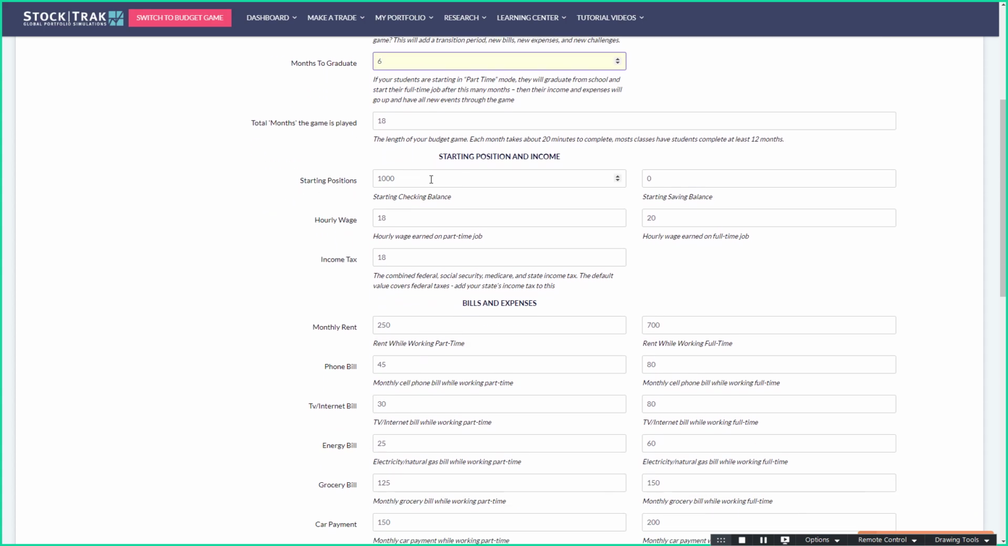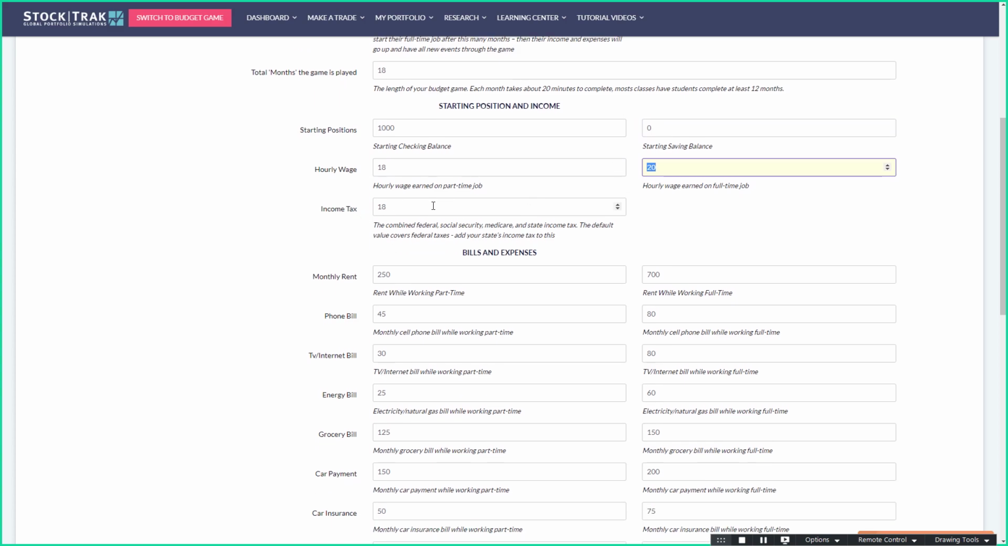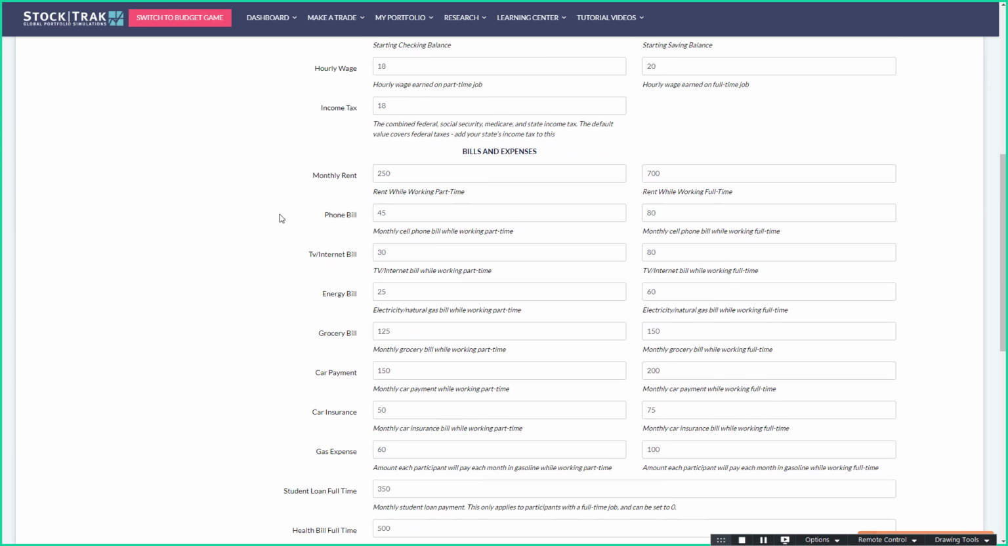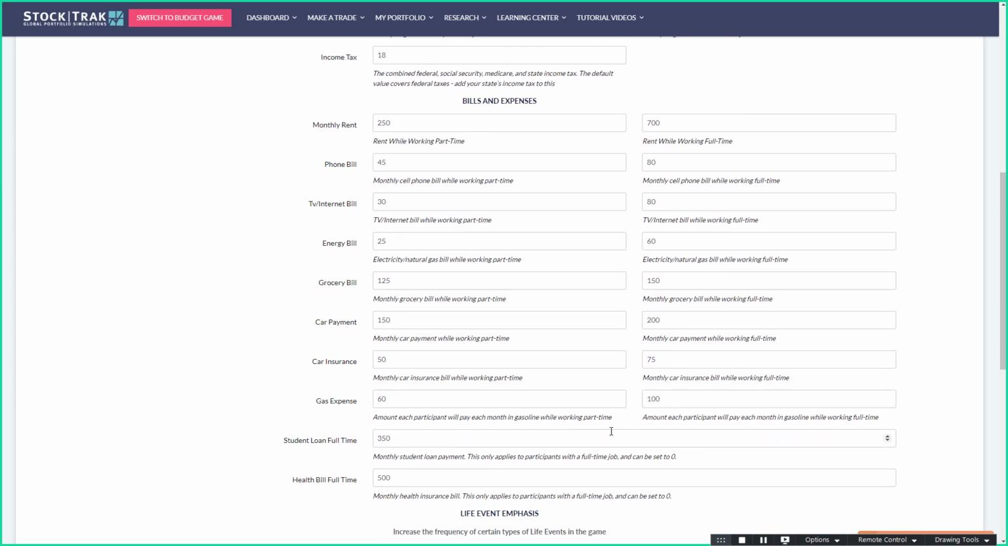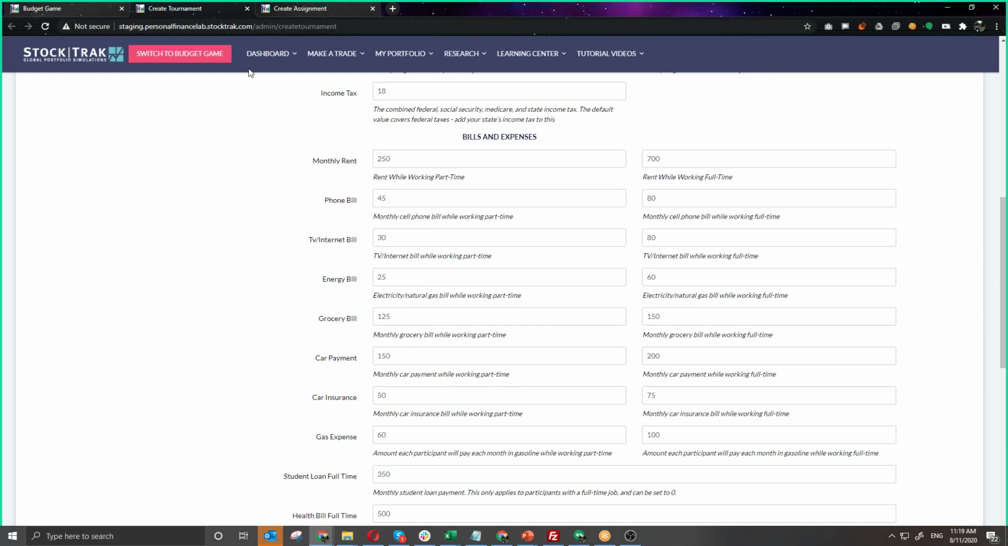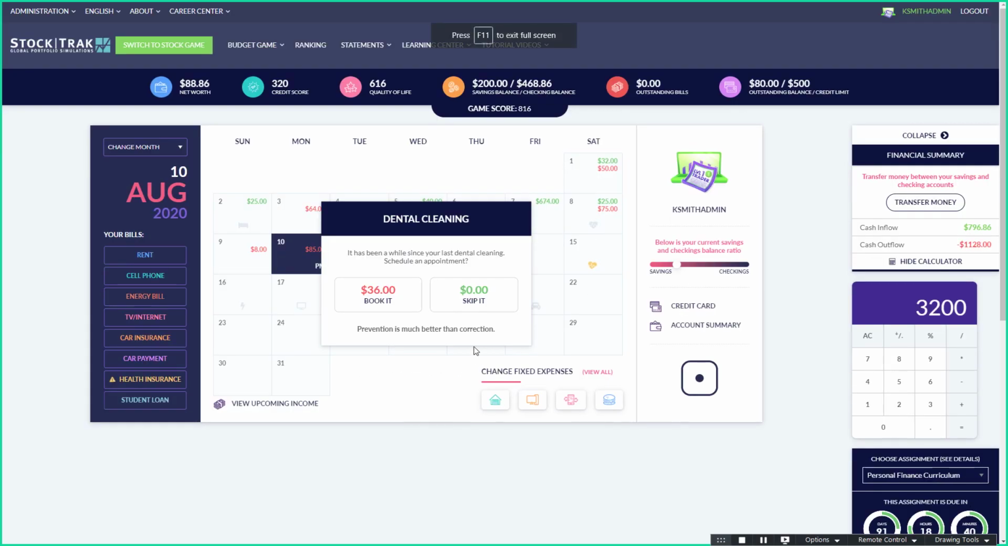The starting positions of your students: how much cash you want to give them in their checking and savings account, how much money they are going to earn at their job, both their part-time job and their full-time job, because the wages you can set independently. What's the total income tax deducted from their paychecks? What are all the bills the students will get? So for example, this monthly rent bill is $250 because they have roommates as a part-time student, and it'll start at $700 when they're a full-time student.